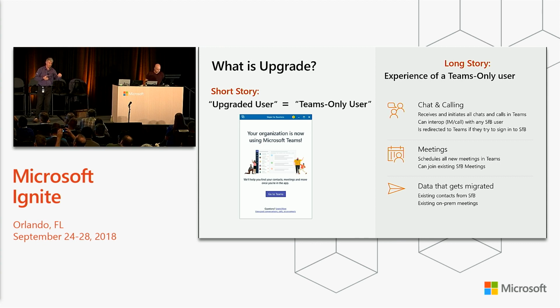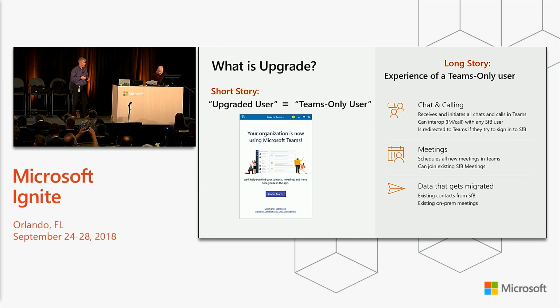So that means we need interop, and BJ will talk about that. Meetings, they schedule their meetings in Teams. They participate in whatever they're invited to. In order to get users to that state, of course, we need to migrate some data. BJ will talk a little bit more about that. May even show a demo or something? We might. Maybe. But there's data that needs to be migrated: contacts, meetings, if you have on-prem and you have meetings to be migrated, those types of things. So that's what happens here.